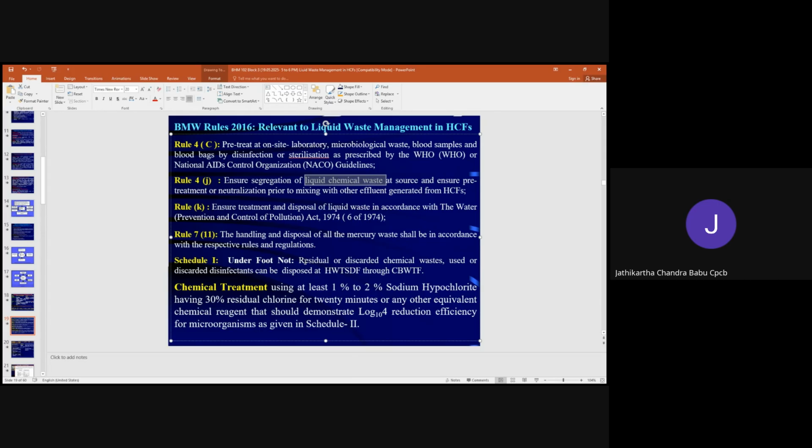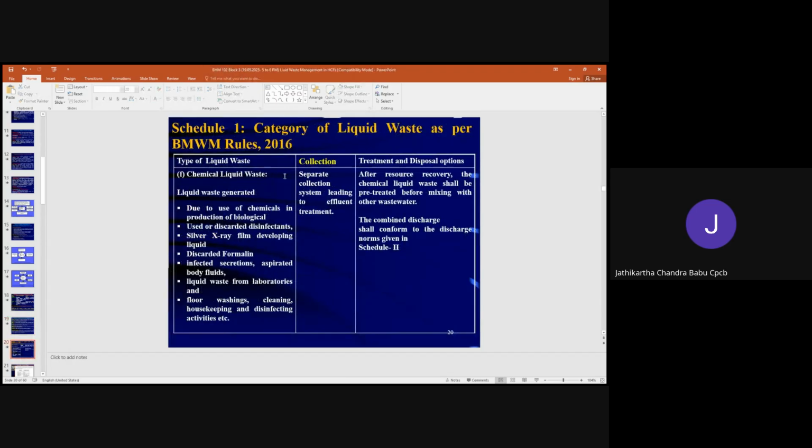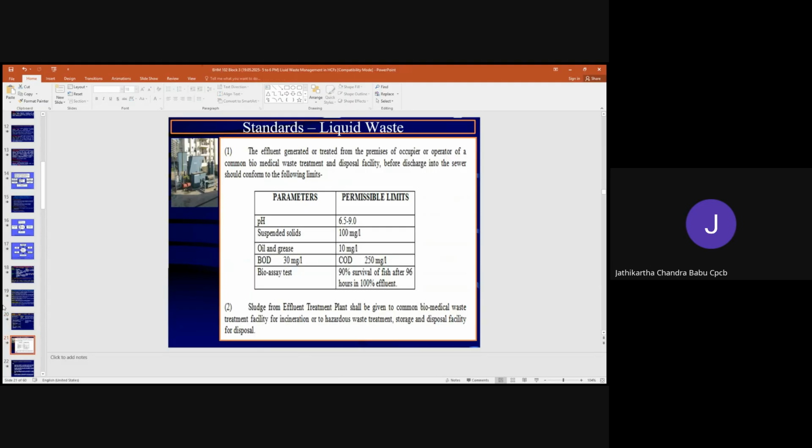And the rules also say residual or discarded chemical waste has to be disinfected, and disinfected waste cannot be treated through incineration. Therefore, you can go for chemical liquid waste neutralization. After resource recovery, the chemical liquid waste shall be pre-treated before mixing with other wastewater. And I also told how to neutralize the liquid waste in my last class. And these are the standards you have to follow.